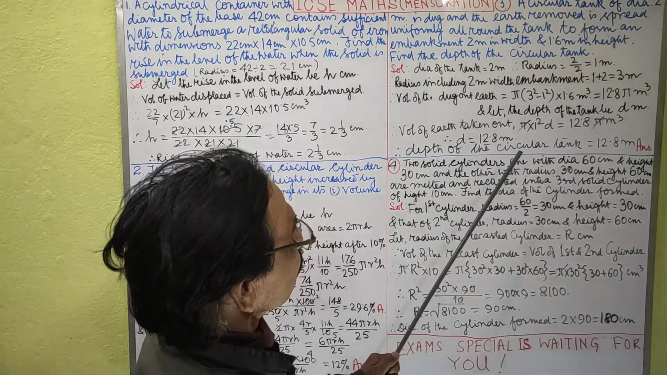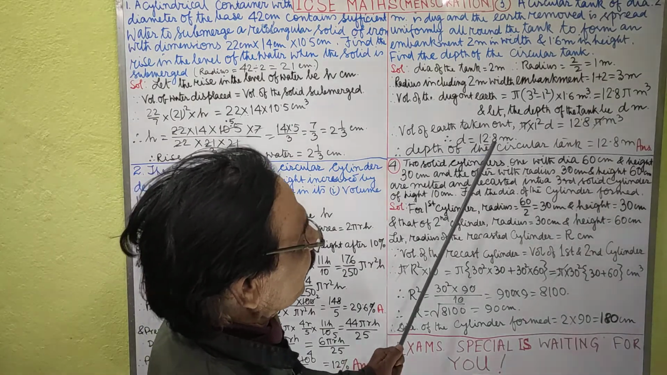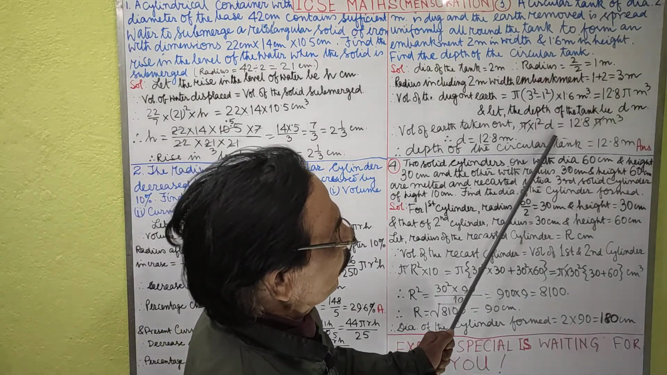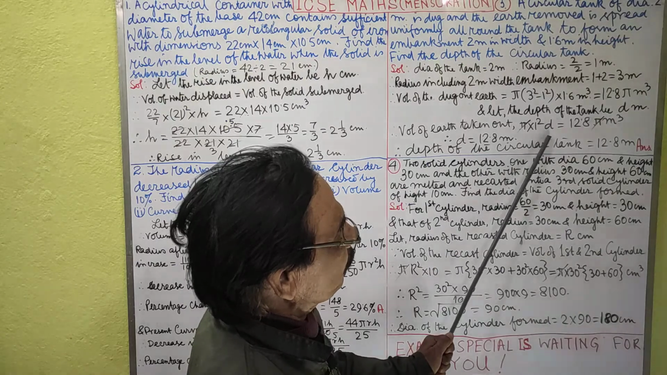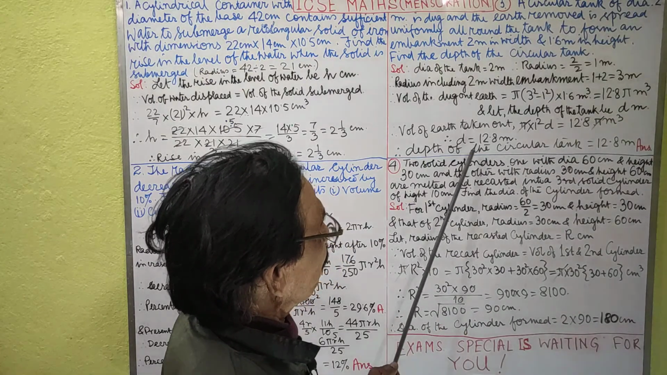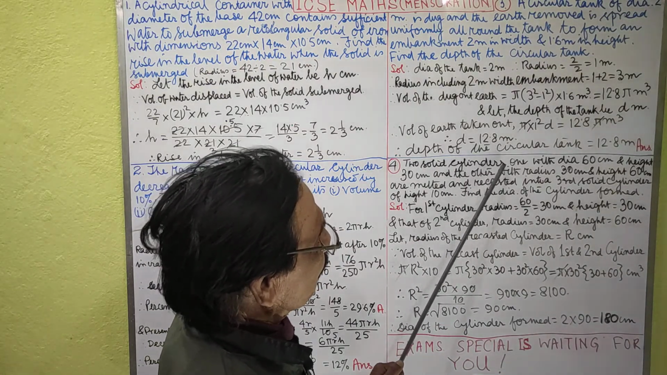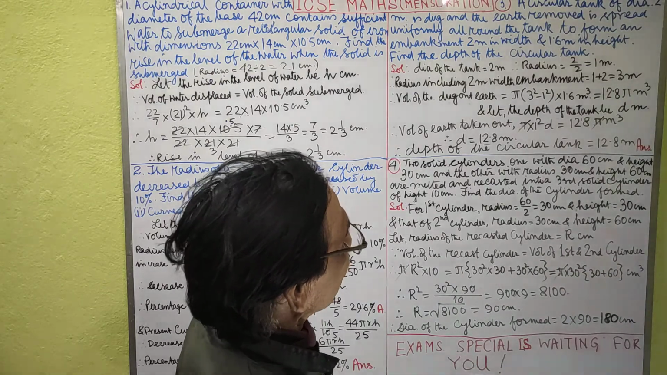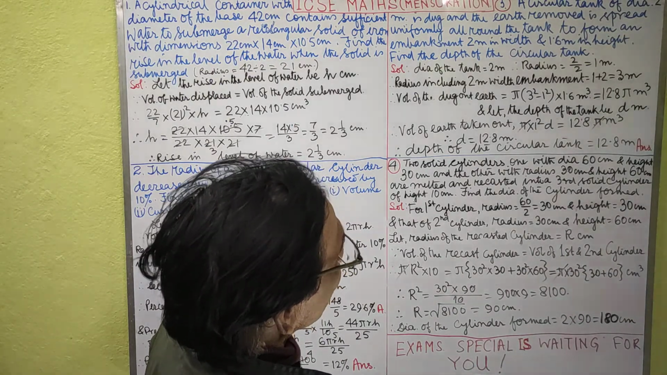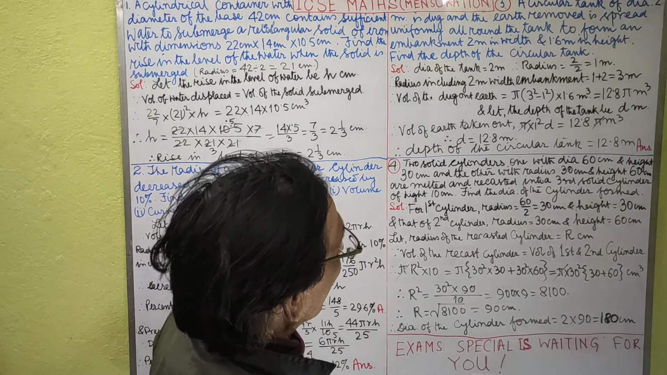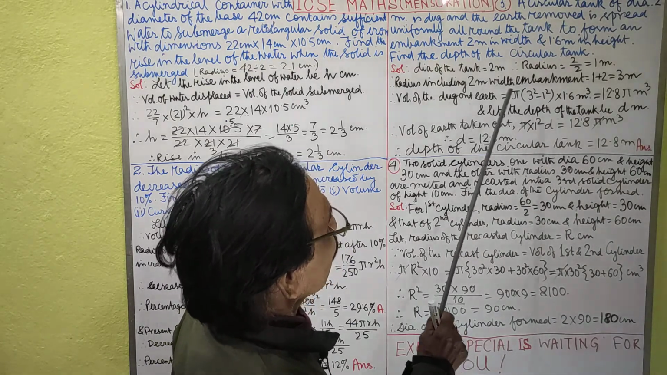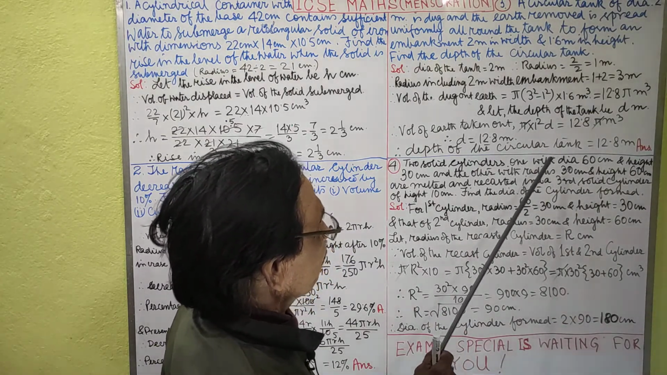Therefore, the volume of the earth taken out will be pi r square into d. So d is equal to 12.8 meter. Depth of the circular tank is 12.8 meter. This seems so complicated, but the answer is very easy.